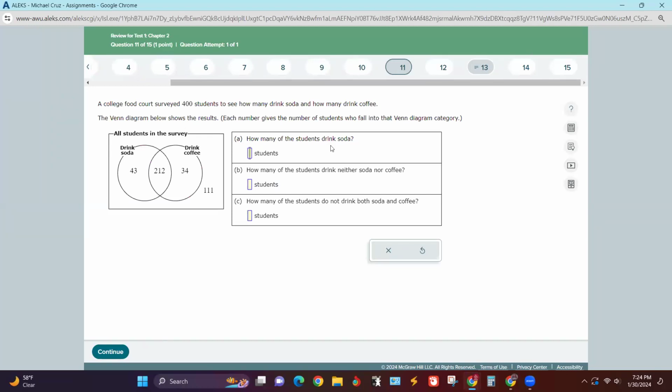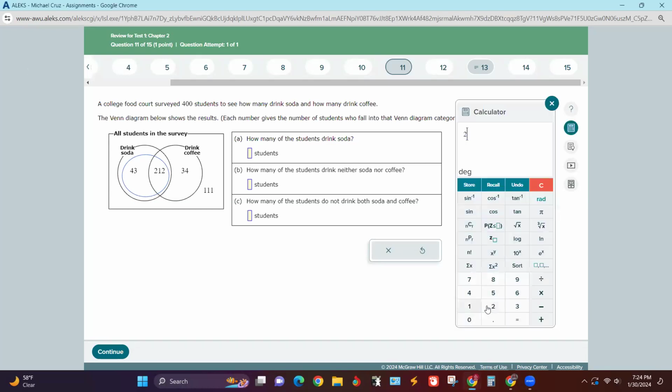So how many of the students drink soda? It's 212 plus 43, both of those right there. 212 plus 43. 212, 3, 4, 5. 255.